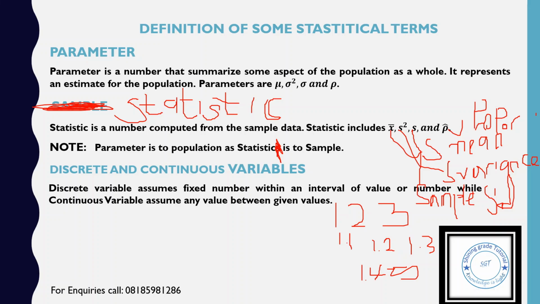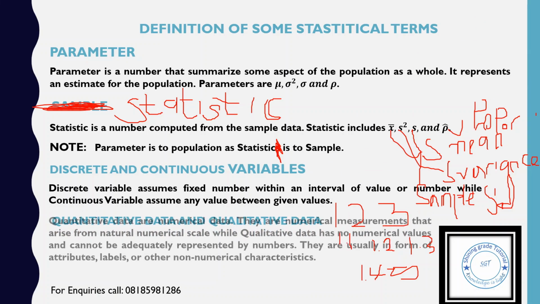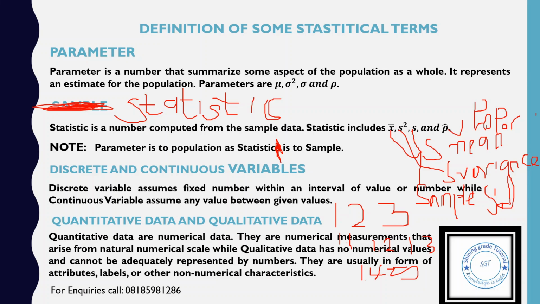So that is the aspect of continuous and discrete variables. So, quantitative data and qualitative data. For quantitative data, we have data that are numerical in nature. They are numerical measurements. They can be measured, so they are within the countable range. That is the aspect of quantitative data. And for qualitative data, they are not numerical in nature. They cannot be quantified, and the issue is that we cannot adequately represent them with numbers. They are actually more of labels. They are categorical data.